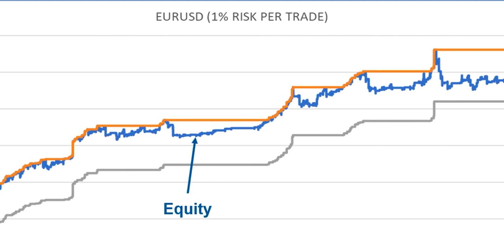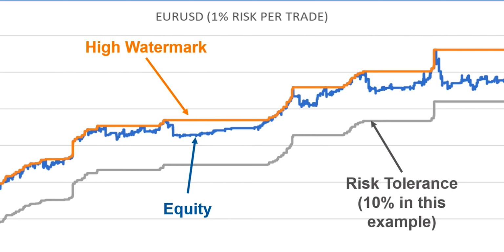The blue line is equity from the backtest, and whenever equity makes a new high, you can think of that as a high watermark. So the watermark remains flat until the equity makes a future high, in which case it follows the equity up. And then the grey line represents the risk tolerance. So think of this as your tolerance for drawdown.